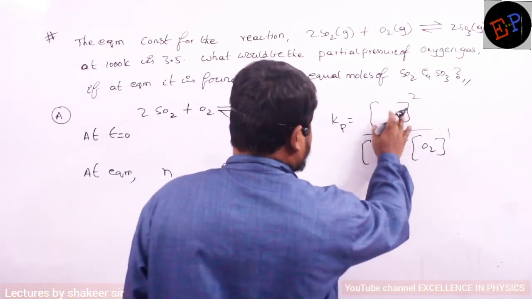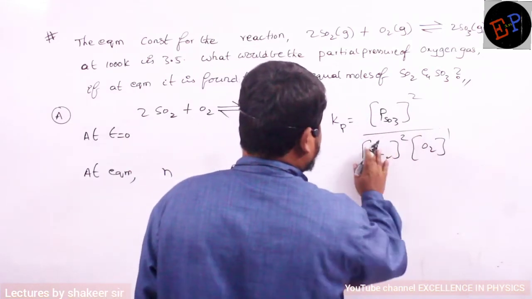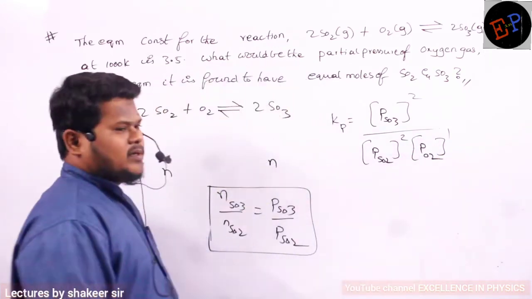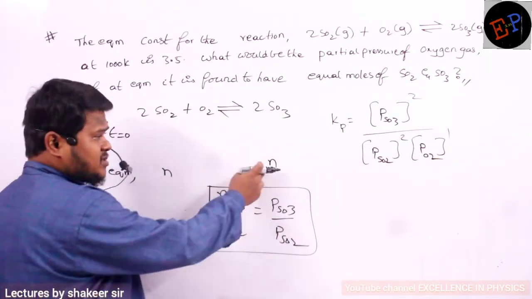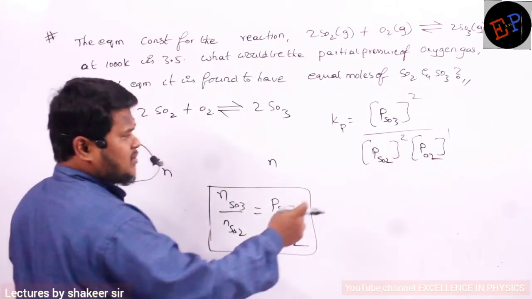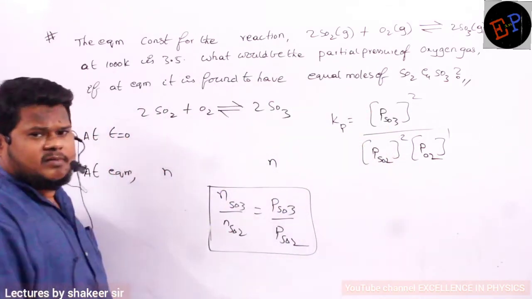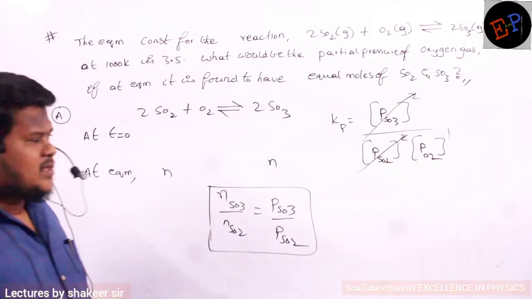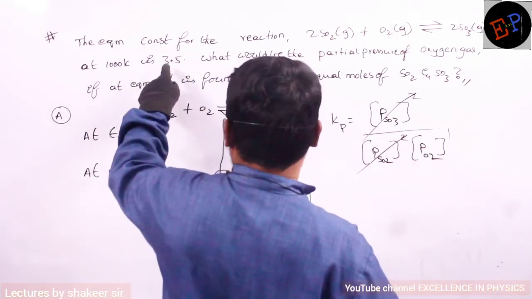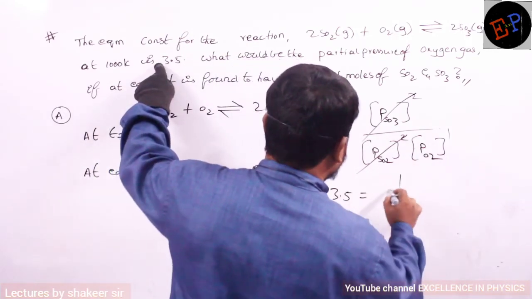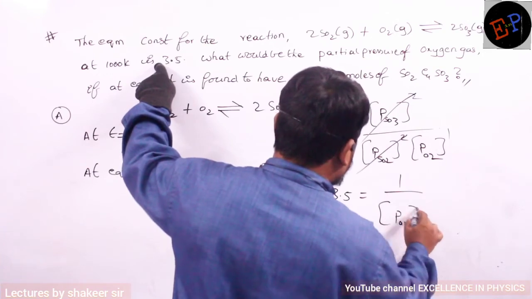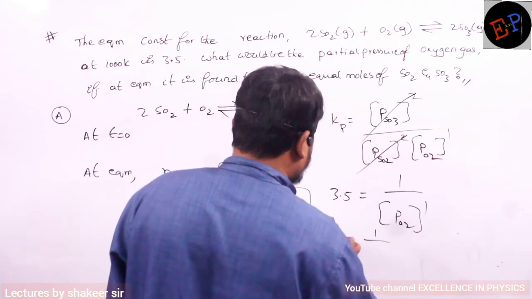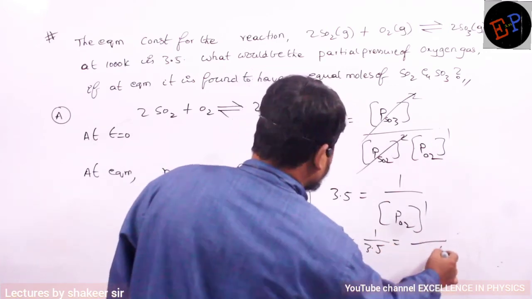So he is asking pressures, so I will write like this: P of SO3, partial pressure of SO2, and partial pressure of O2. As the number of moles are the same, partial pressures also will be the same, and the stoichiometric coefficient powers are also the same. So can't you cancel these two? I can cancel them. So the Kp value is already given. What is the Kp value? 3.5 equals 1 by the partial pressure of oxygen. So the partial pressure of oxygen is just 1 by 3.5. So just do this calculation. That is my required answer.